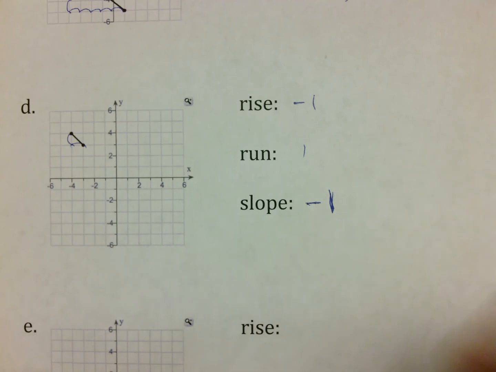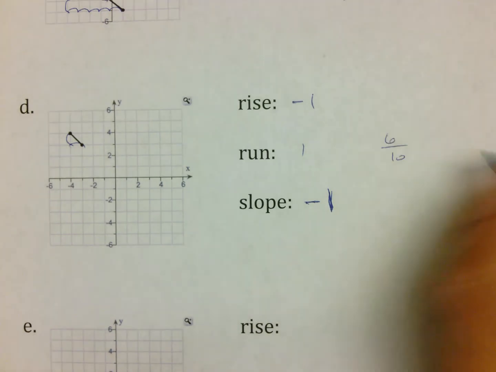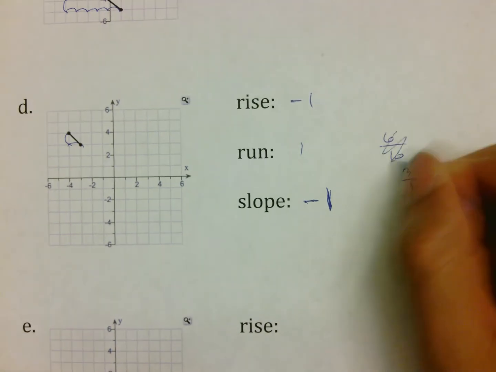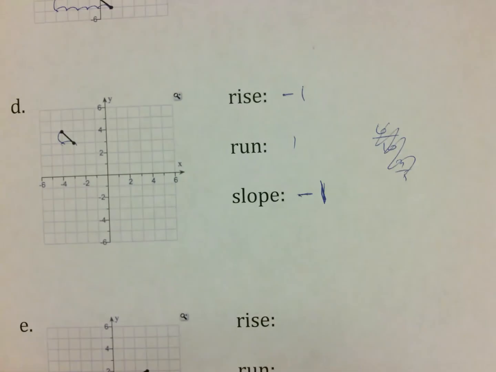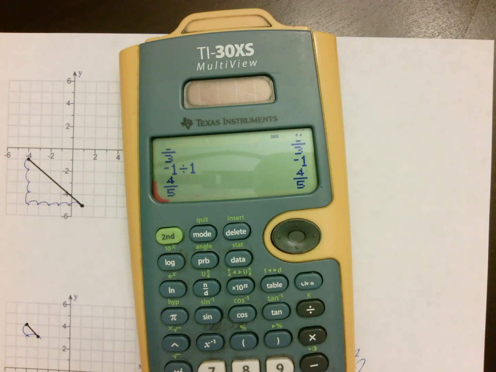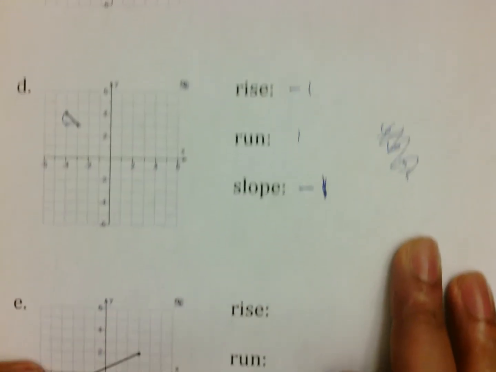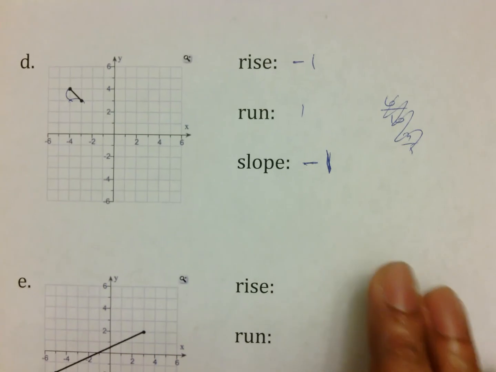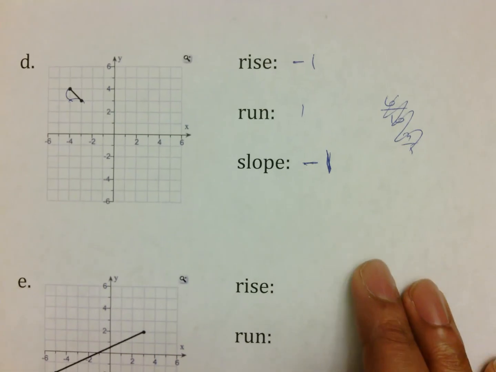Just like on the computer, you could not put 6 over 10, you'd have to put 3 over 5. Make sure you're taking that rise over run and simplifying it. Now, I personally did not change to 4/5 because I know that 4 over 5 is still 4 over 5. But if you get a bigger number or numbers that you know might simplify, just type it in to make sure you know what's going on.